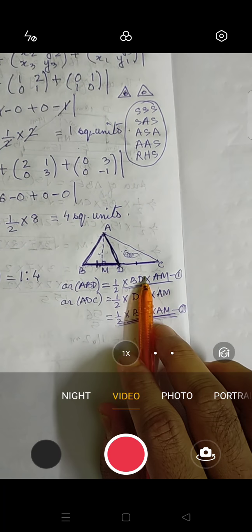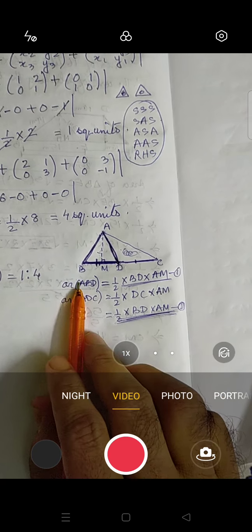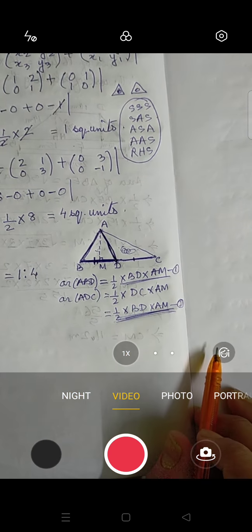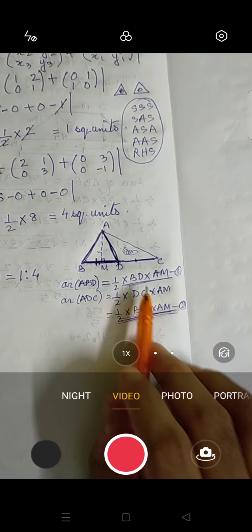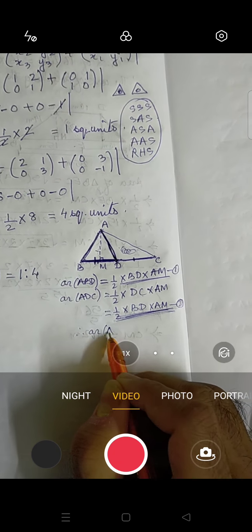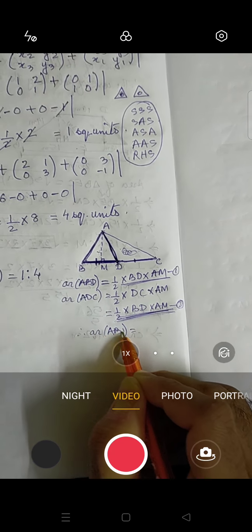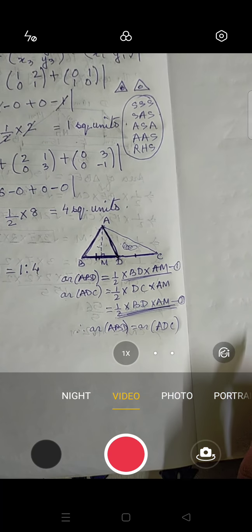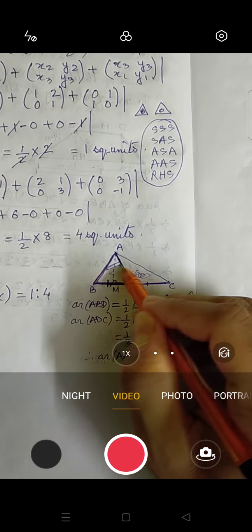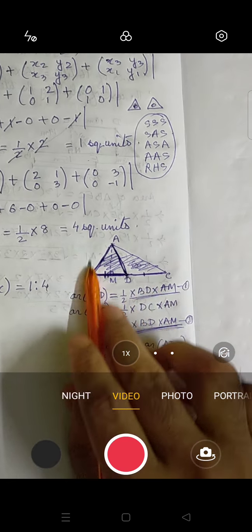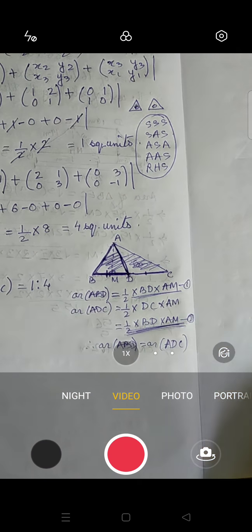When I told you before also, whenever RHS is equal to RHS, then LHS is equal to LHS. In this case, RHS is equal to RHS. So I can say that therefore area ABD is equal to area ADC. Any doubt? So area ABD and ADC both are equal. That means the median divides the triangle into two equal areas. Okay.